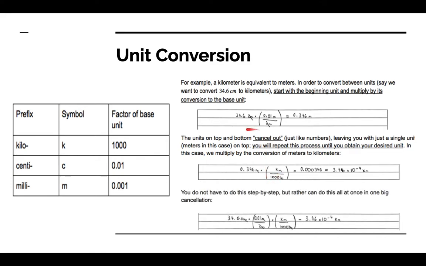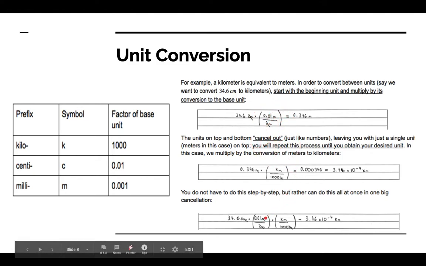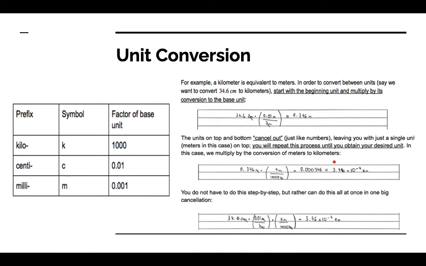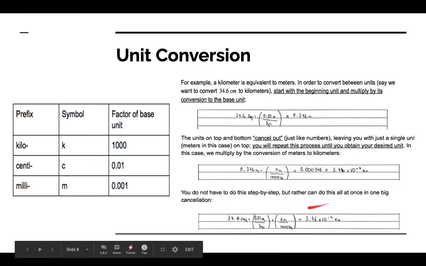You don't have to do it step-by-step like I've done here. I did step-by-step just to illustrate. What you can do is do it all at once. So you can do 34.6 centimeters times 0.01 meters per centimeter times 1 kilometer per 1,000 meters in order to get your answer. So you can combine the two prior steps by multiplying the results together in order to get one single step solution.